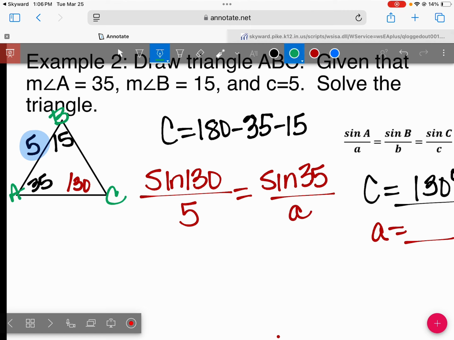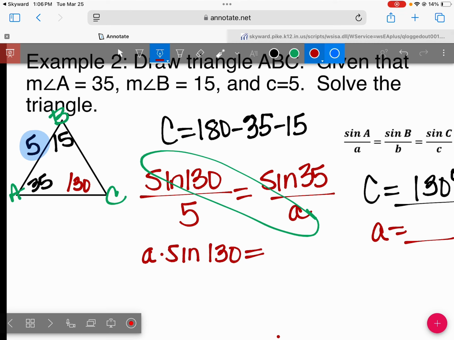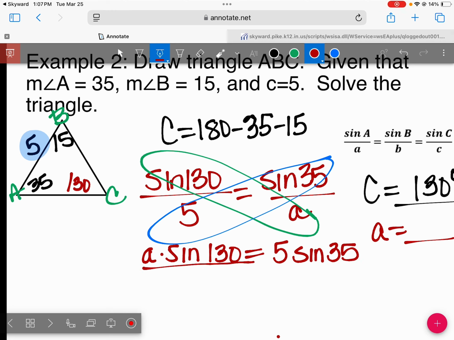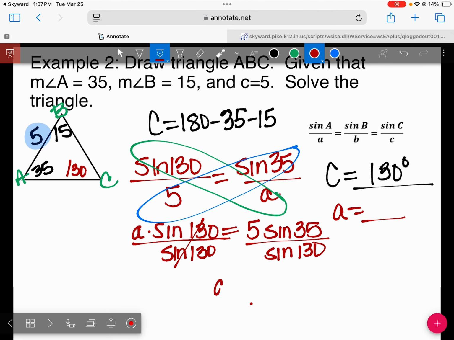I'll show my work this time. This is a proportion, so we're cross multiplying. You go this direction: a times the sine of 130 equals, and then you go this direction, 5 times the sine of 35. Then we have to divide both sides by the sine of 130. So a is going to equal, go ahead and type that in your calculator.